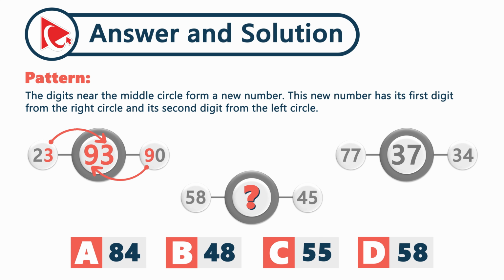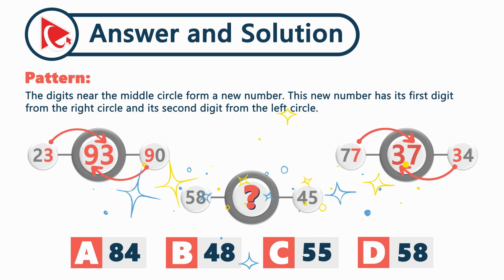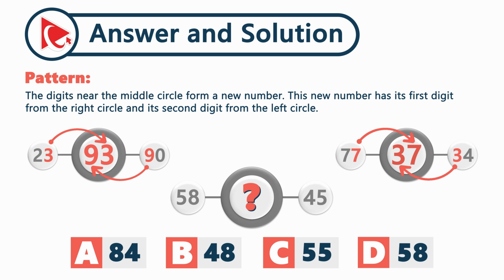Let's look at the second shape to confirm the pattern. The number in the middle is 37. 3 comes from the right circle, and 7 comes from the left circle. Well, guess what time it is? It's the magic time, the moment of truth you have been waiting for to get to the final answer. The third shape, which is missing number in the middle, is formed by using 2 digits, digit 4 from the right and digit 8 from the left. So the correct answer here is choice B, 48.